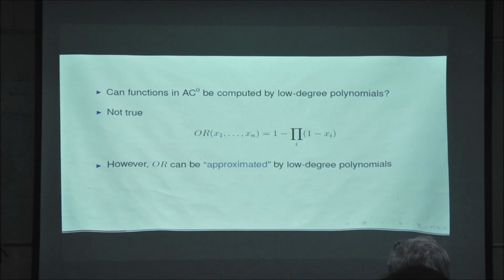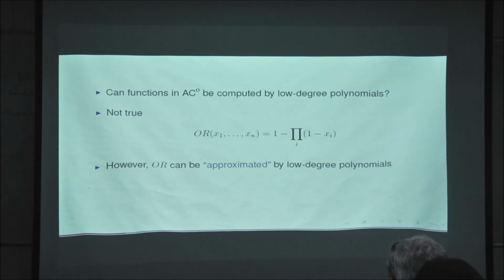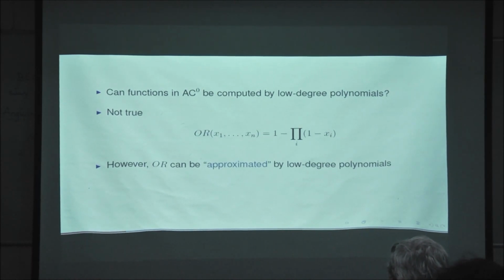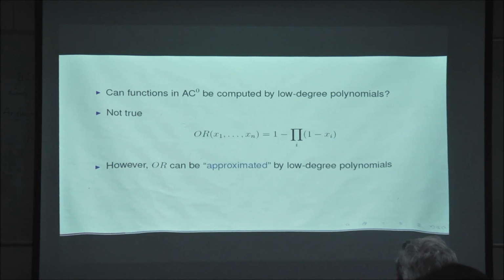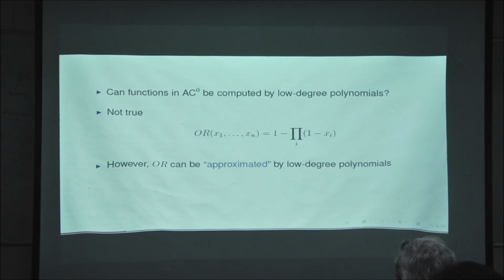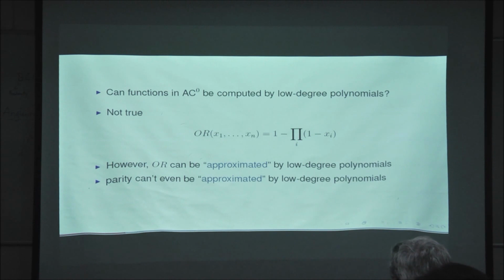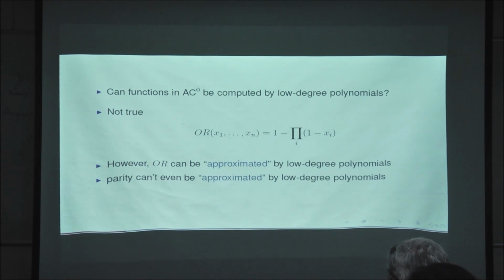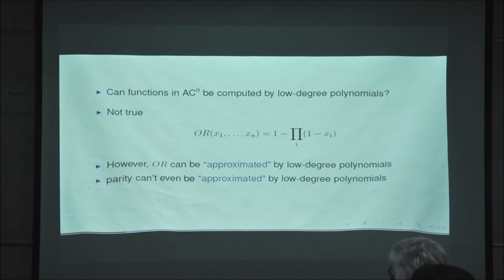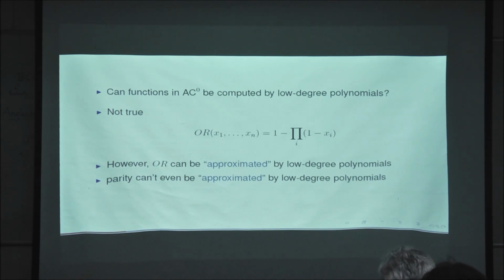Alright. So OR can be approximated by low degree polynomials in this sense. This is what we call probabilistic polynomials, if you recall the tutorial. The key to proving the lower bound is to show that once OR can be approximated, all of AC0 can be approximated, etc., but parity cannot even be approximated by these low degree polynomials.